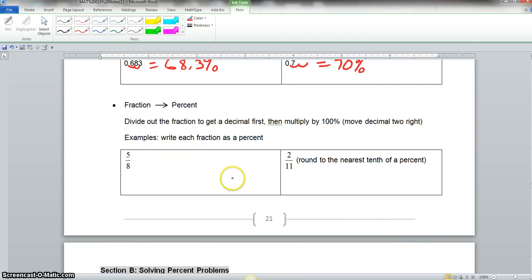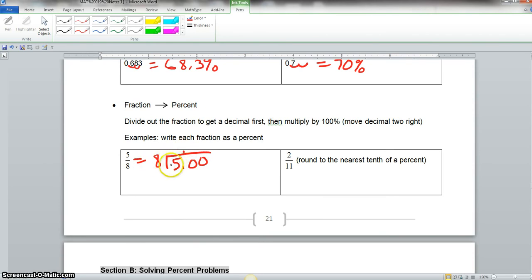Now we come down here to fraction to a percent. It says divide out the fraction to get a decimal first, then multiply by 100%, or move the decimal 2 places to the right. Examples, write each fraction as a percent. So first let's change this to a decimal. We would take 8 into 5. I usually like to at least put 2 zeros here, but we may need more or less.